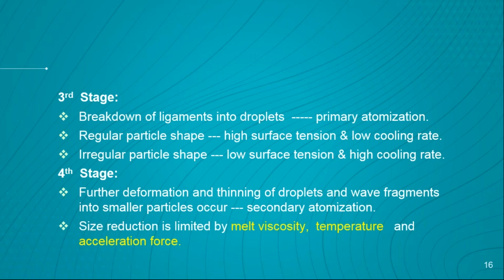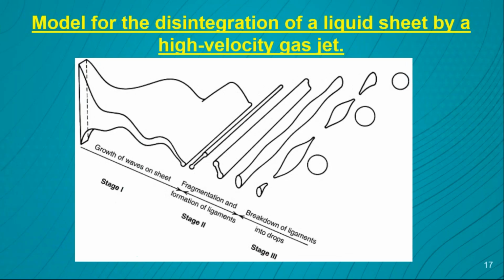The size reduction is limited by the melt viscosity as well as temperature and the acceleration forces acting on the molten pool. That is how the powder particles form in the fourth stage. This is the mechanism of powder production in an atomization process.